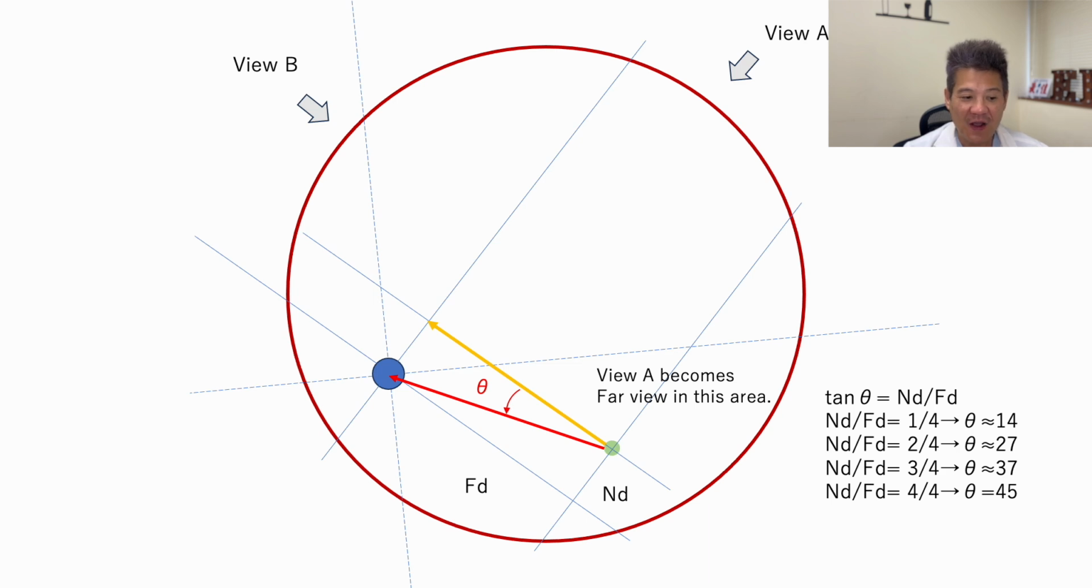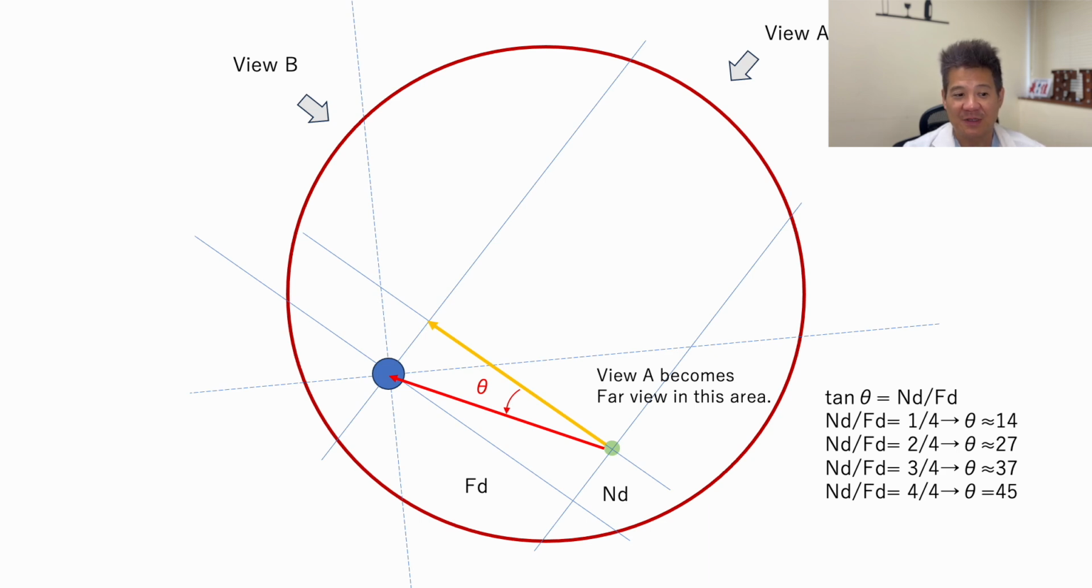So in the far view, the FD, in the near view, the ND. And you can see theta is the angle. Basically, from the ND and FD, the opposite and adjacent, we can form a 90-degree angle triangle, and we have a theta angle. Tangent theta would therefore be ND divided by FD, which is exactly what the formula is for adapt wiring.